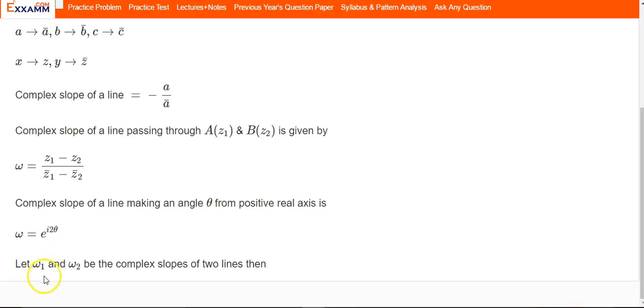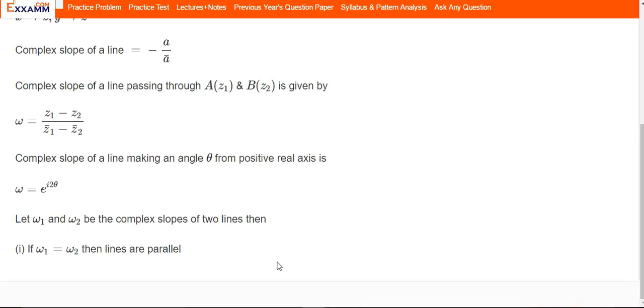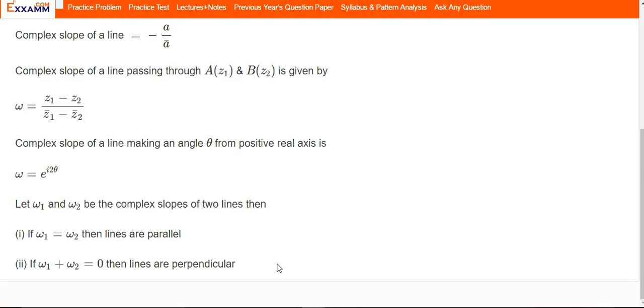If omega 1 and omega 2 are the complex slopes of two lines, then what is the condition of parallelism between these two lines? Their complex slopes should be equal, so omega 1 should be equal to omega 2 when lines are parallel. But then here comes the difference. In the case of m1 and m2 being the slopes of lines, the condition of perpendicularity was m1 m2 equal to minus 1. But in the case of complex slopes this is not the case; the condition of perpendicularity is omega 1 plus omega 2 is equal to 0.